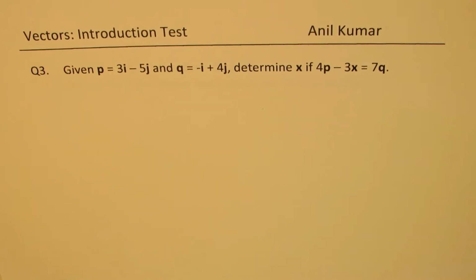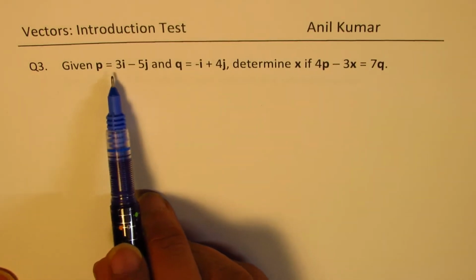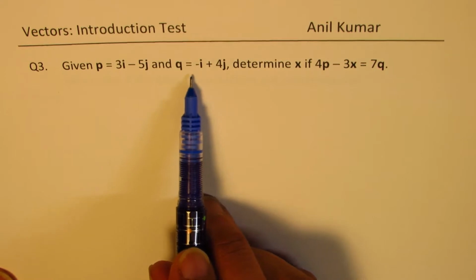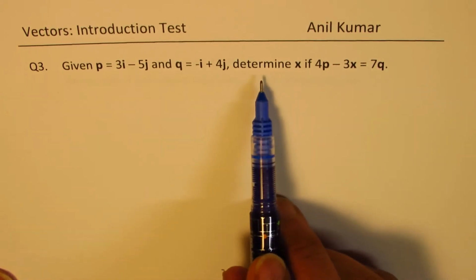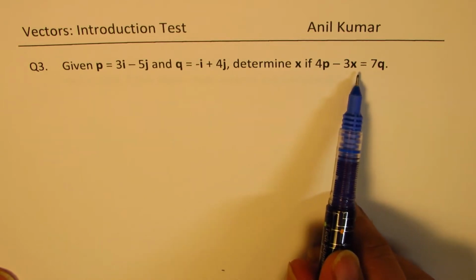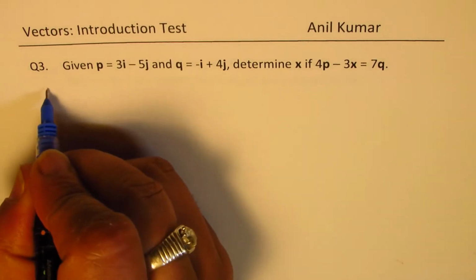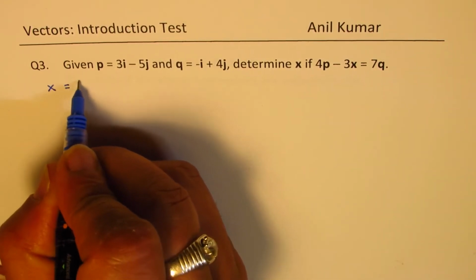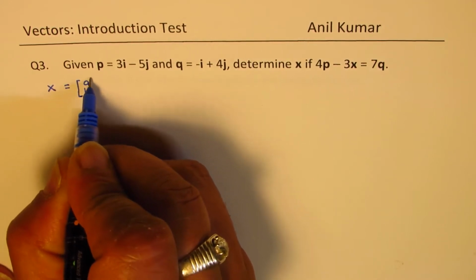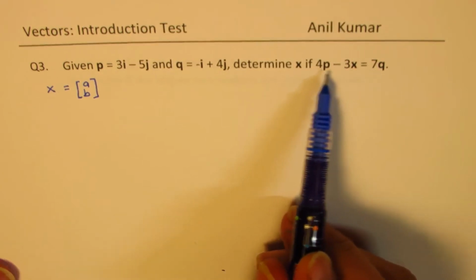Now here is question number 3. I'd like you to pause the video, answer it, and then look into my suggestions. Number 3, given vector P as 3i minus 5j, Q as minus i plus 4j, determine x if 4p minus 3x equals 7q. So let us assume that vector x is, let's say, AB. In that case, let's substitute the values and find the answers.